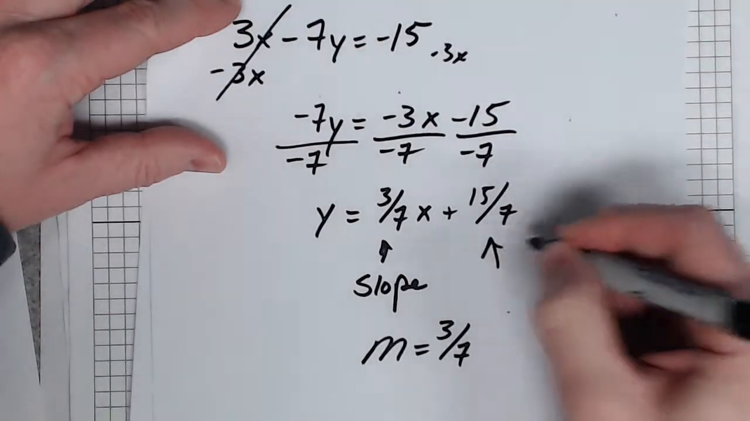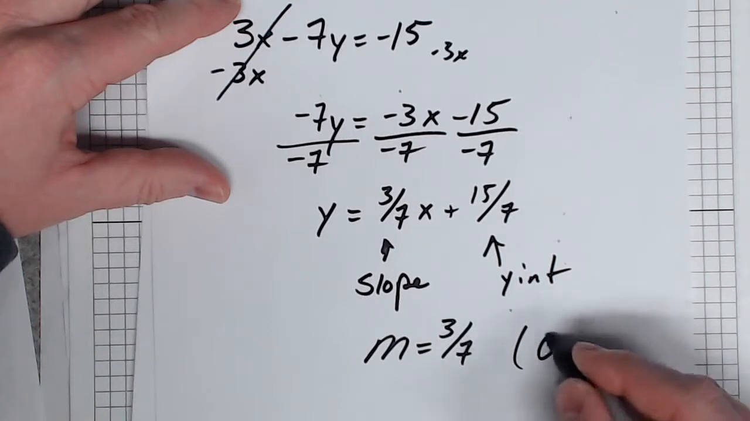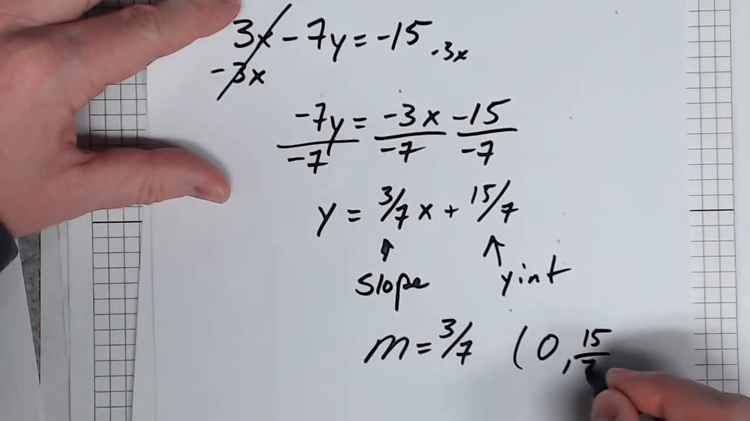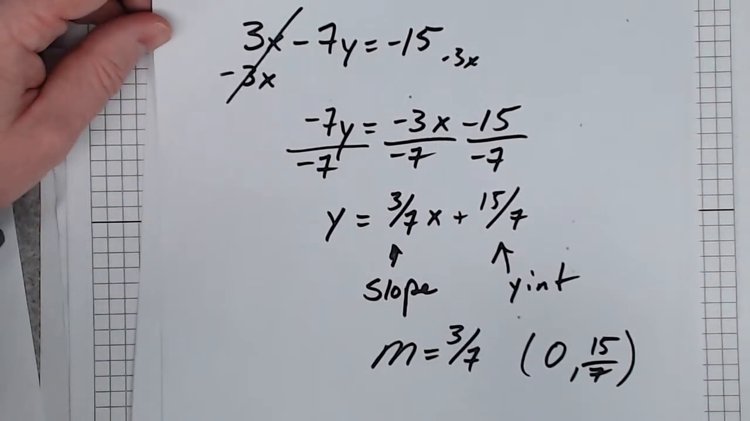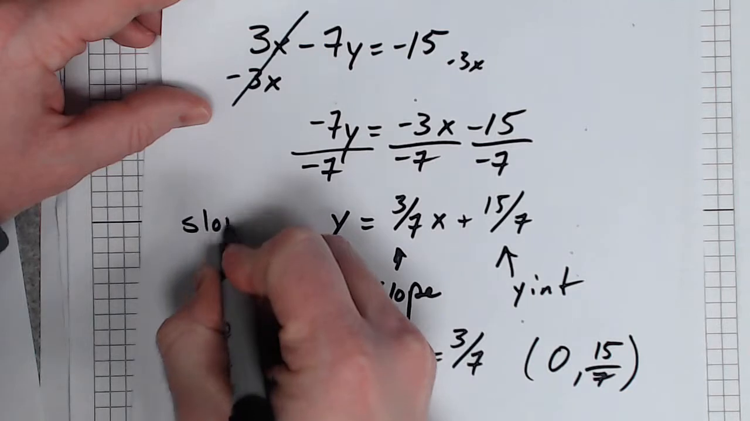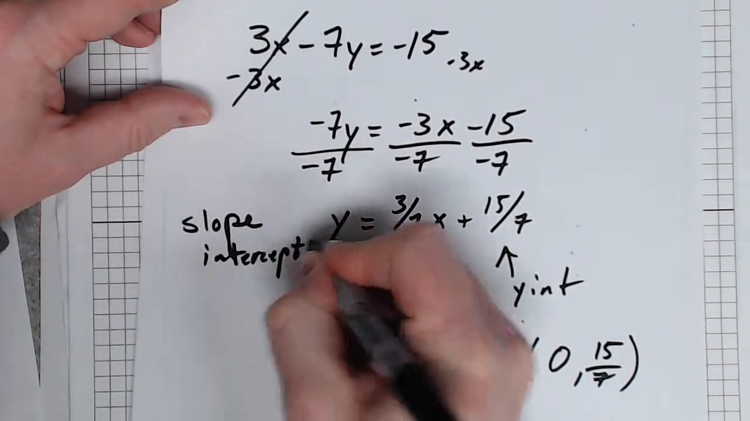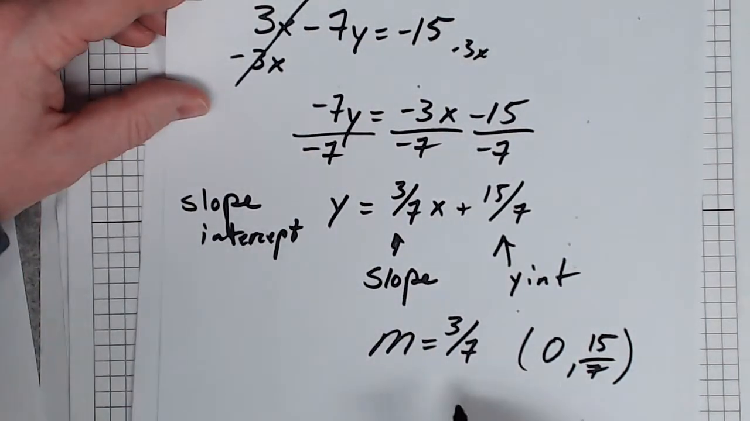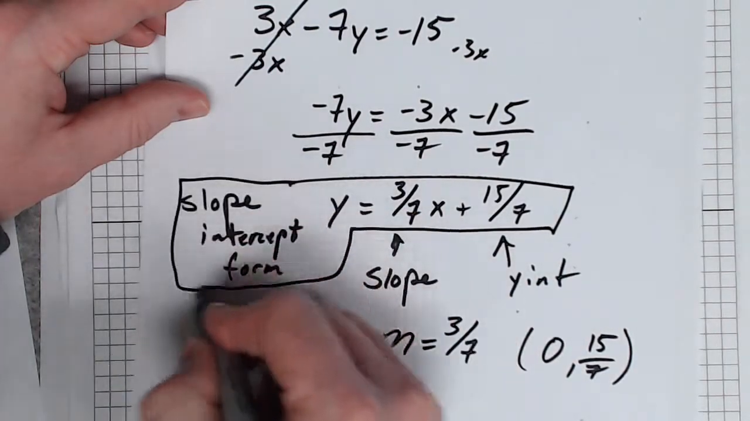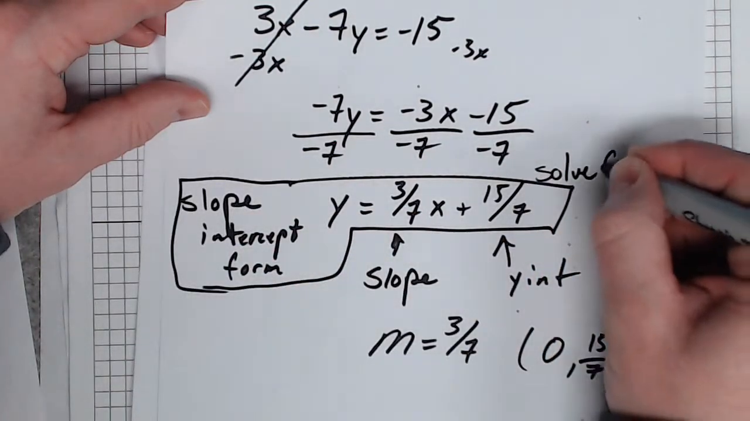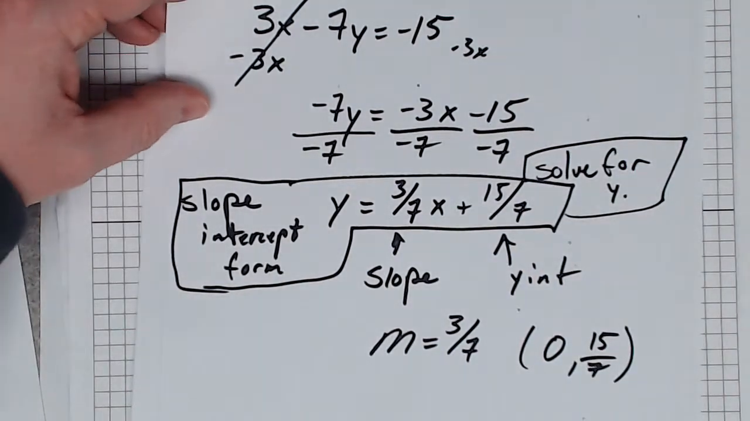This number out here, we call that the b value. That is the y-intercept. So the y-intercept of this is at (0, 15/7). That's easy enough. Slope-intercept form is what some people call it. I've heard it called y-intercept form or slope-intercept form. Simply solve for y.